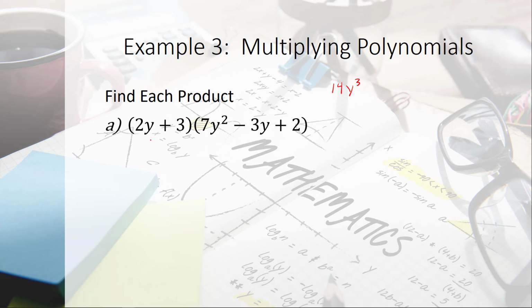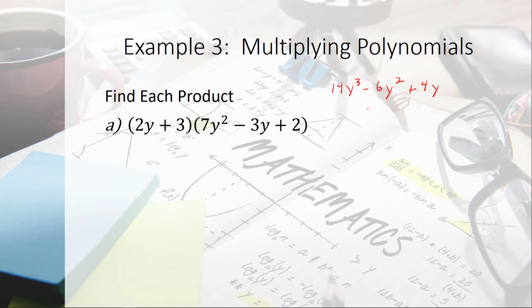All right, now I have 2 times negative 3y. 2 times negative 3 is negative 6. Y times y is y squared. And then 2y times 2, well, 2 times 2 is 4. And now we just have a y. Now I have to multiply the 3 by each term here. Now I'm going to do this vertically as follows. 3 times 7 is 21, and then I have y squared. Notice I have a y squared here.